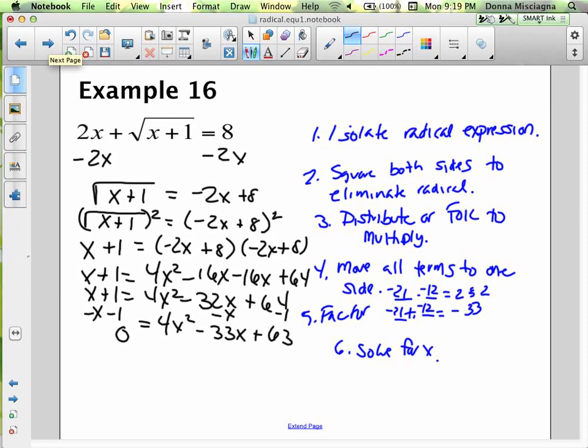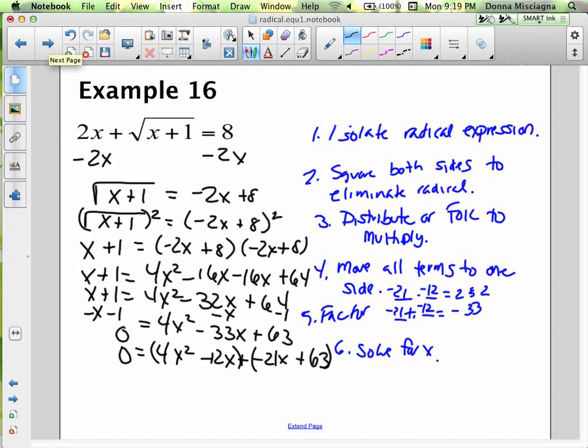Actually, I have it over on the side there. So 4 times 63 gave us 252. Two numbers that multiply to give us 252 but add to give us negative 33 are negative 21 and negative 12. I think I'll put the negative 12 by the 4x squared and the negative 21x next to the 63. So we have 0 equals 4x squared minus 12x plus negative 21x plus 63. And then the first two are a group, the second two are a group, and we'll pull out our greatest common factor.